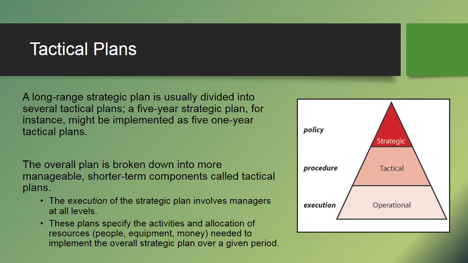The execution of the strategic plan involves managers at all levels. These plans specify the activities and allocation of resources, for example, people, equipment, or money, needed to implement the strategic plan over a given period. So in the triangle here, we are now developing the procedure level, the tactical plans that'll help us get to where we need to be for our strategic plan.